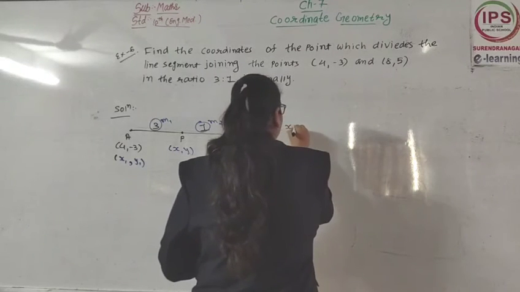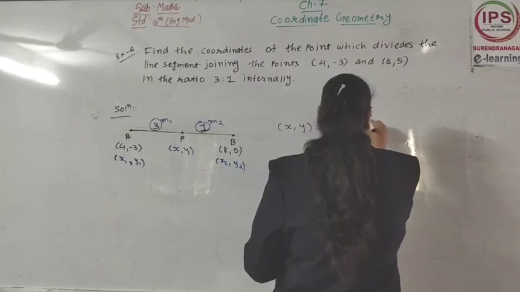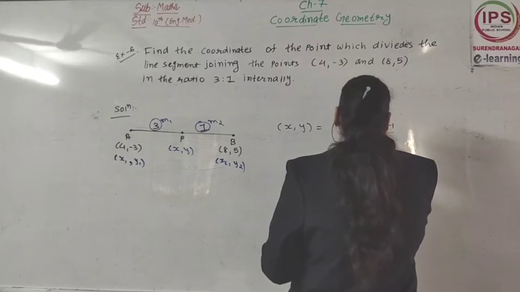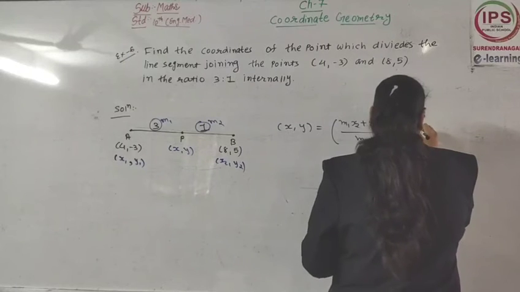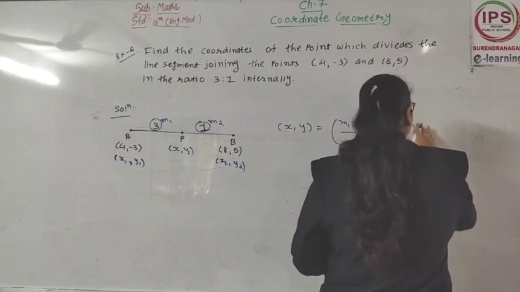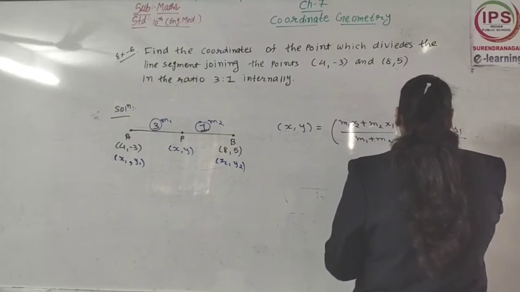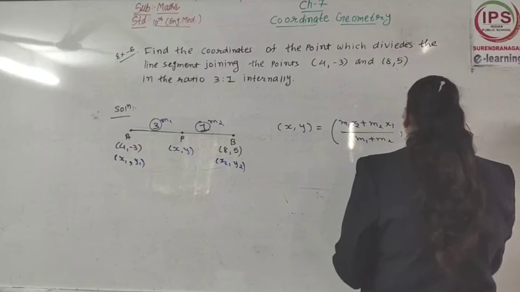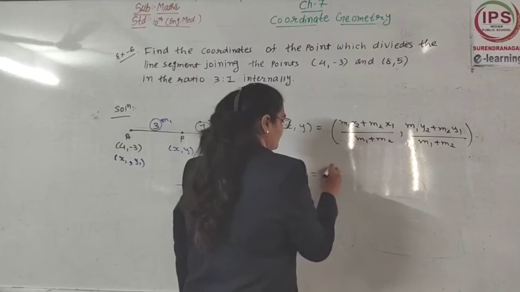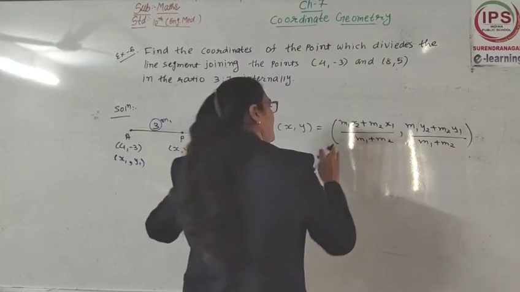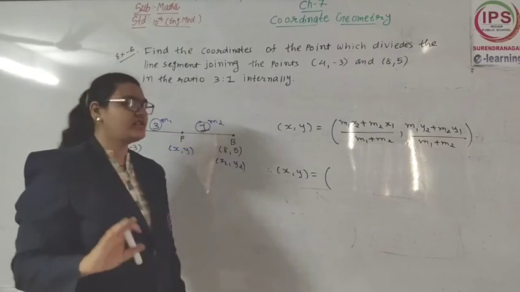Now we are going to write the formula. x, y is equal to, what is the formula? (m1 x2 plus m2 x1) upon (m1 plus m2), comma, (m1 y2 plus m2 y1) upon (m1 plus m2). Now we have to find coordinates of x, y. This is the formula. This is the general form. Now we just have to substitute all the values.